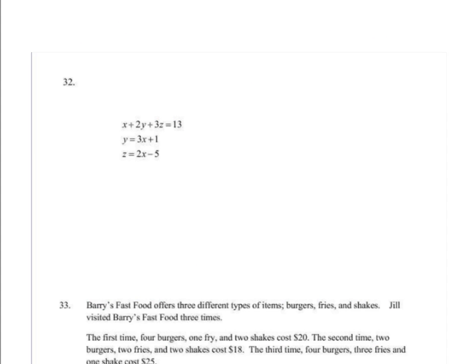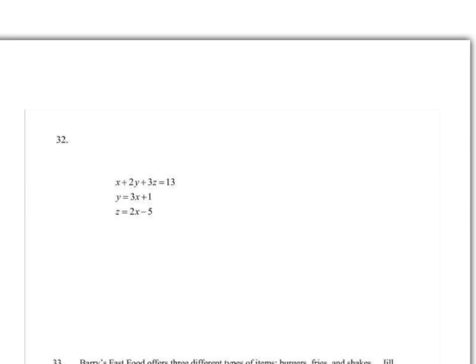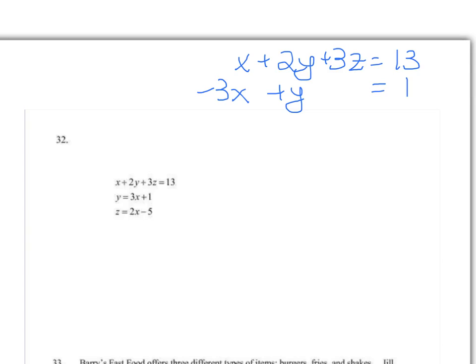Okay, now for 32, notice that in this equation we have y equals, and this one is z equals. So nothing is lined up like I did in the first problem. So what I'm going to do is rewrite all the equations so that they're in the same format. I'm going to subtract the 3x and leave the 1 by itself on the right-hand side, and I'm going to subtract the 2x and leave the negative 5. So now I'm going to work with these three equations to find my x, y, and z.